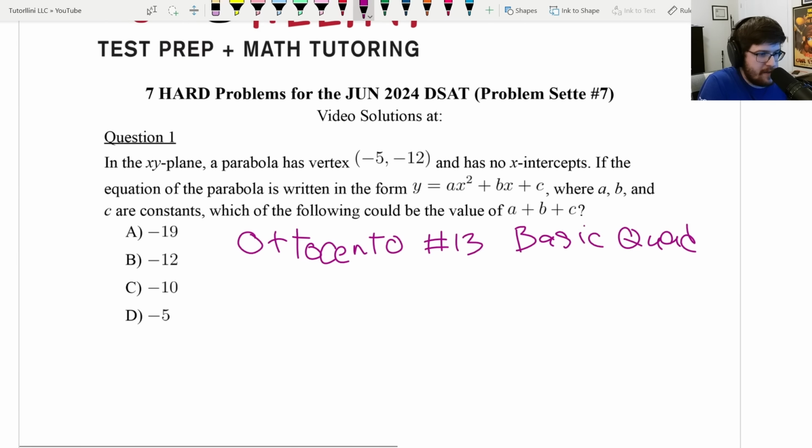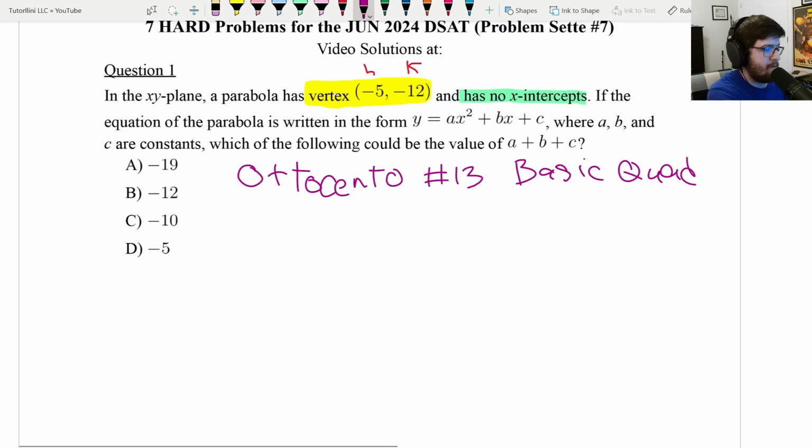All right, so first thing, pretty much the only thing they tell us is that the vertex is -5, -12. So that means this is H and this is K. And it has no x-intercepts. So I'm going to make a little picture. So -5, -12, that would be in quadrant 3, kind of down here. X and Y are both negative.